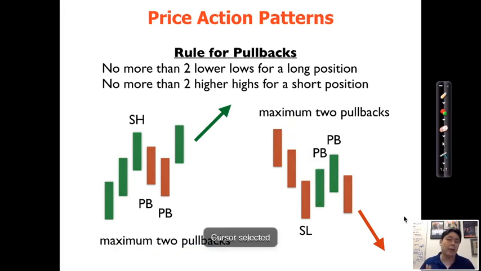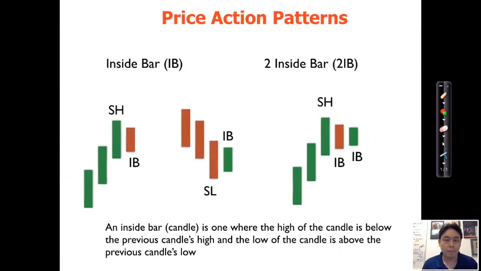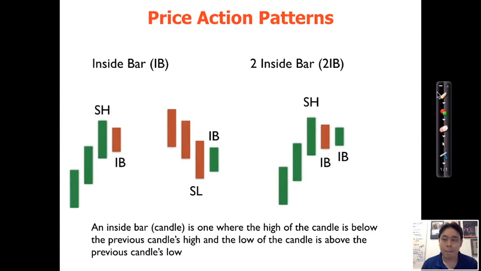All right, so let's take a look at some more examples here. So again, let me just define an inside bar more formally, right? So an inside bar or a candle, now when I use the word bar, I refer to candle, okay, same thing, right? So an inside bar or candle is one where the high of the candle is below the previous candle's high, and the low of the candle is above the previous candle's low, okay?